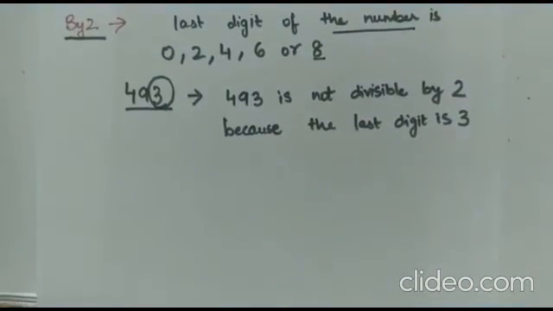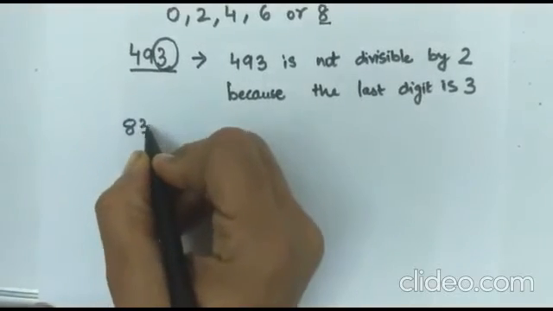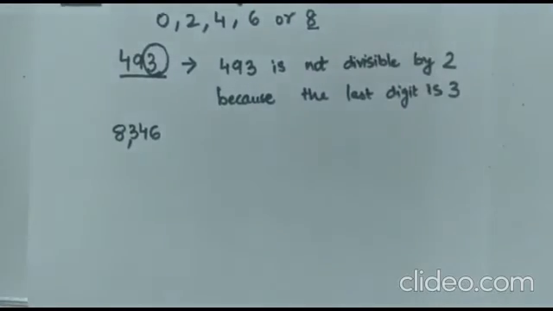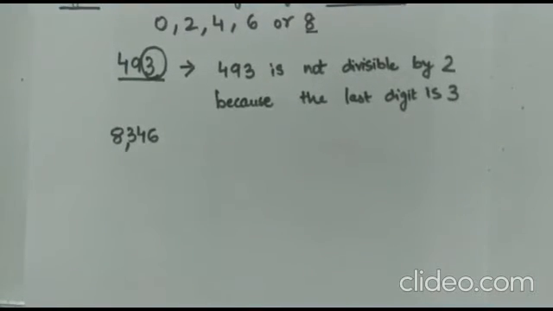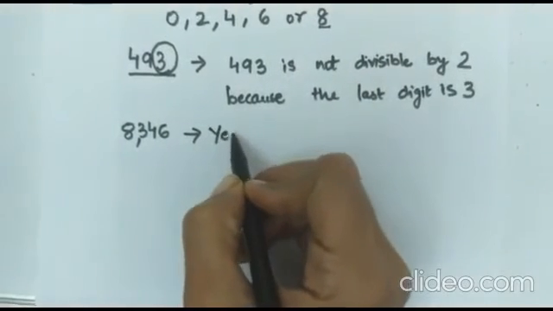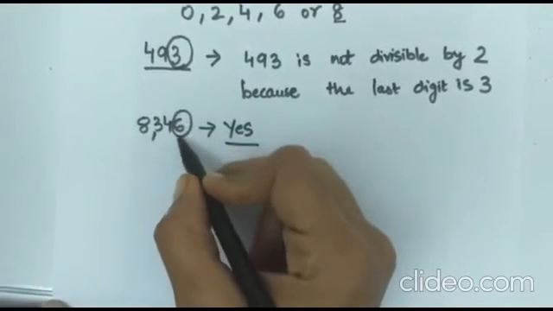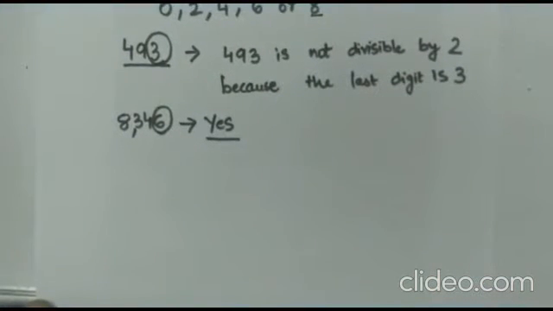Let us discuss one more example. 8346. Now think, this number is divisible by 2 or not? Yes, this is divisible by 2 because the last digit is what? Last digit is 6. Clear?